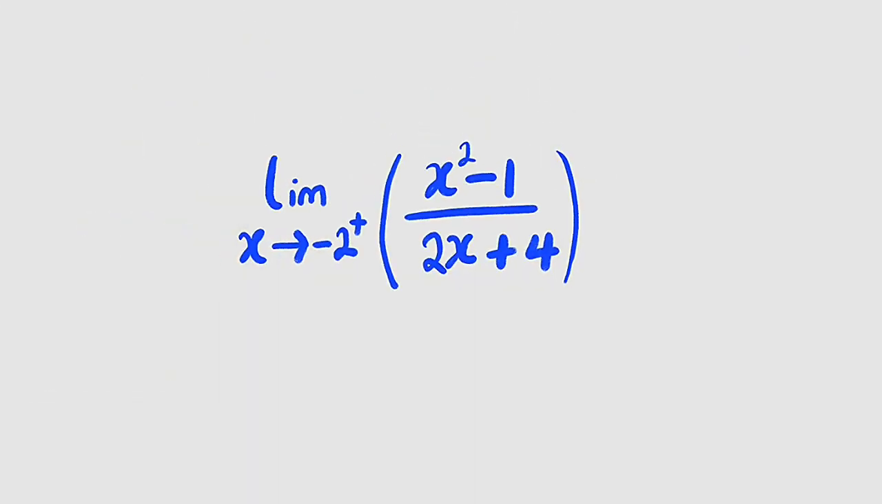Alright, here is the second problem. We would like to evaluate the limit of the function x squared minus 1 divided by 2x plus 4 as the value of x approaches negative 2 from the right.